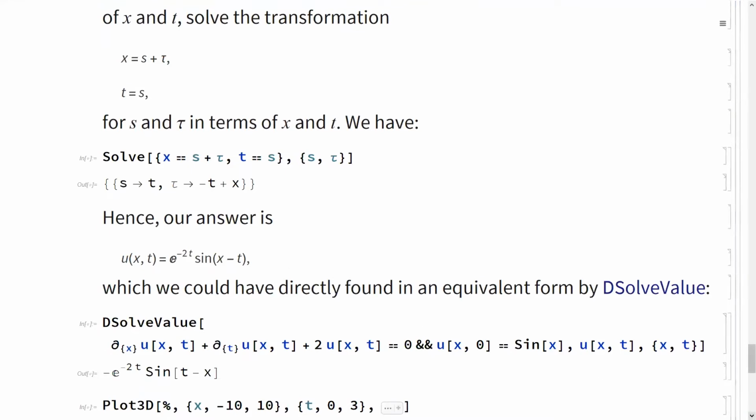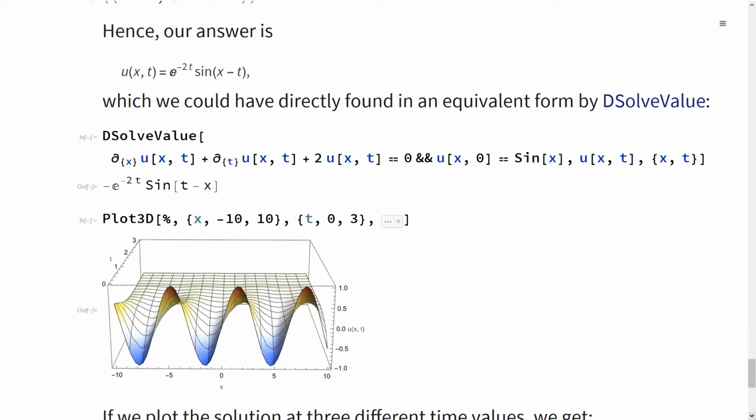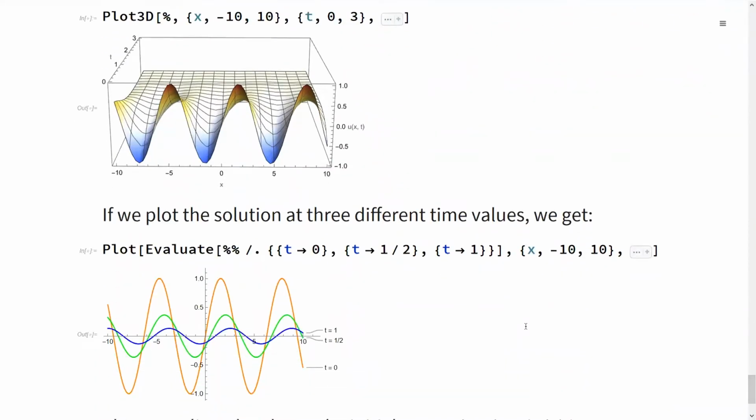And this is the solution that we get directly from this solve. This is the equivalent form of this solution over here. And if you plot, the solution looks like this. If we plot the solution at three different time values, we get these plots.